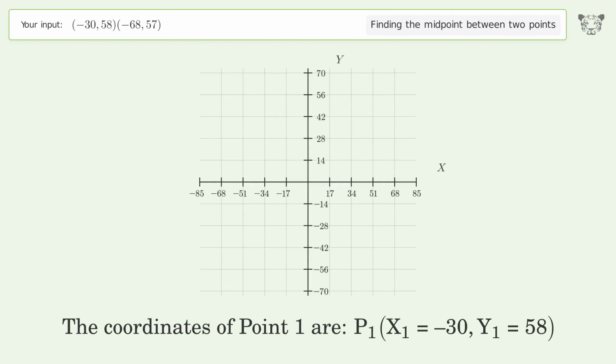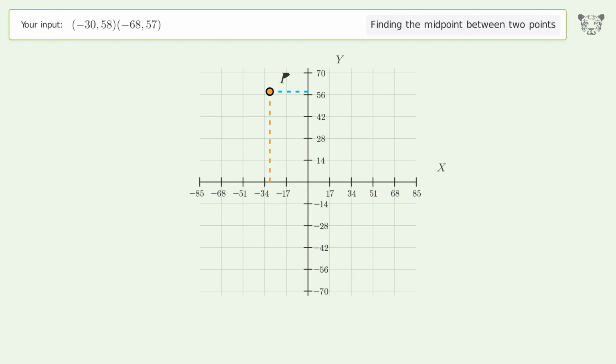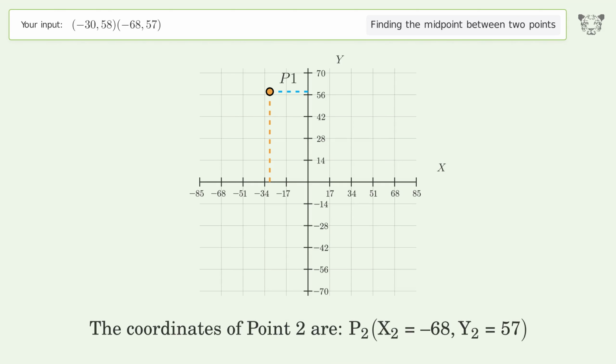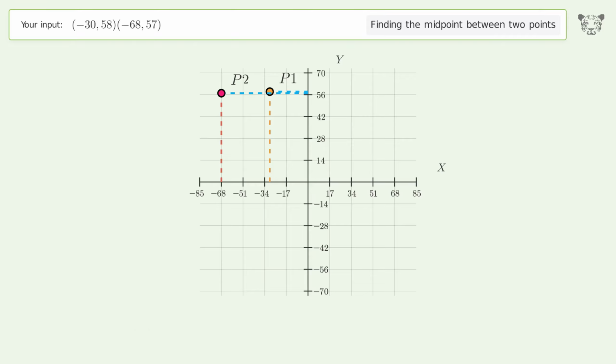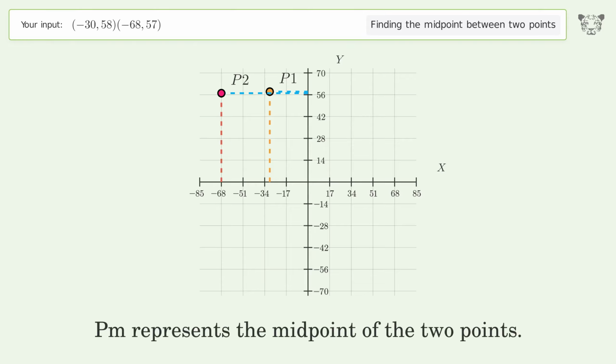The coordinates of point 1 are, x1 equals -30, y1 equals 58. The coordinates of point 2 are, x2 equals -68, y2 equals 57. PM represents the midpoint of the 2 points.